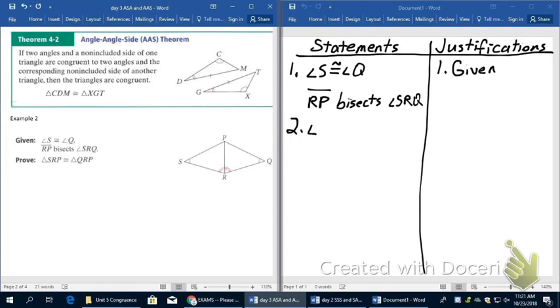angle SRP, that'd be the one on the inside just to the left here, is congruent to angle QRP. And that's because of the definition of an angle bisector.